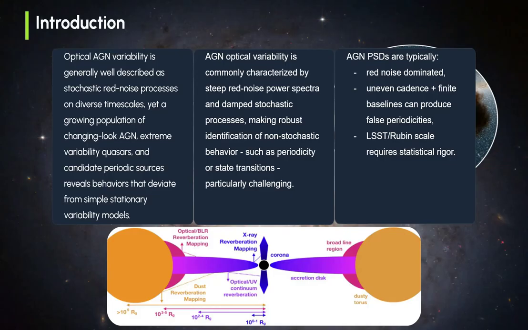And some problems we have in AGN power spectra analysis: they are red noise dominated, they have uneven cadence, and most important, a finite baseline can produce false periodicity in most cases. And as we know, Rubin scale requires statistical rigor. So all of this I just said is a huge problem for us. This is just a picture of our standard model of AGN. It's a little bit out of date, but you probably all know this.